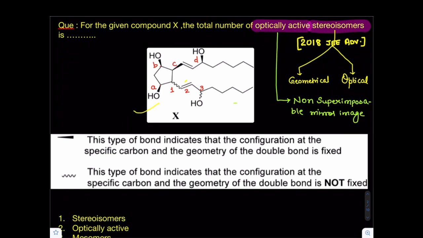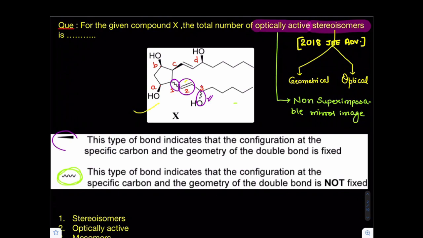Now, in 2018, for the first time this type of wiggly bond appeared in the JEE exam, though it is a common practice in very renowned books, but in the question paper it appeared for the first time. This wiggly bond indicates that the configuration at the specific carbon and the geometry of the double bond is not fixed. So, wherever this bond appears, like here and here, we can have this marked site 3 as wedge or dash as we want to count the total number of stereoisomers. This double bond 2 can have cis and trans. So as it is having a wiggly bond, it can have either cis or trans. Same is the position 1, which can be wedge or dash.